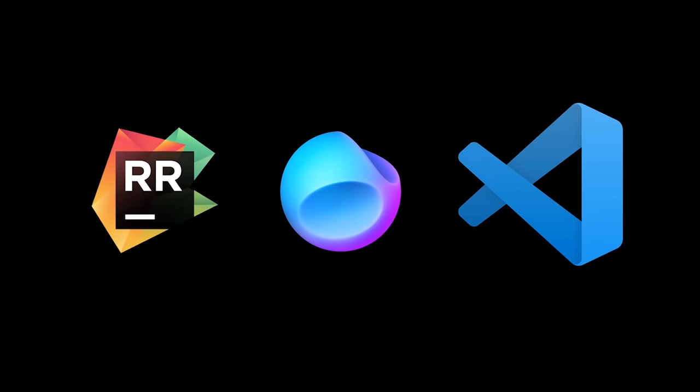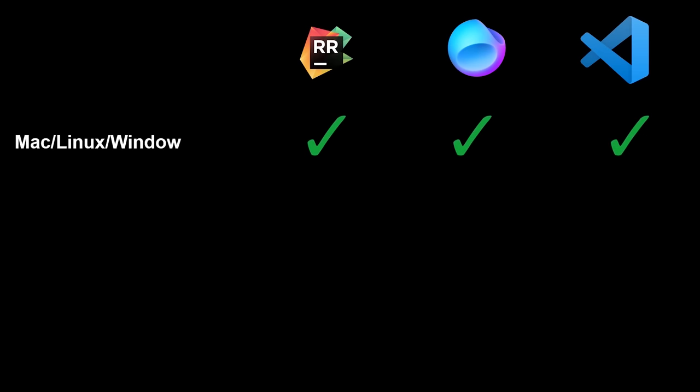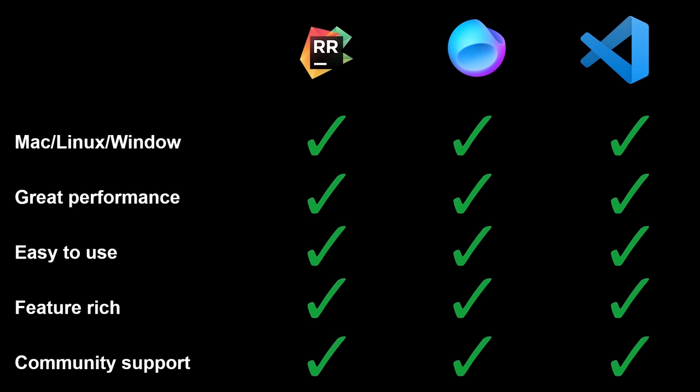VS Code is the second most widely used editor in the world, right behind its big brother Visual Studio. Fleet, on the other hand, is a lightweight code editor focused on performance and collaboration. It was built by JetBrains to be a competitor to VS Code. Before diving into the differences between these editors, it's important to note the similarities. All three editors can run on Mac, Linux, or Windows, have great performance, are easy to use, support all the major features you would expect from an editor or IDE, and have a strong community.